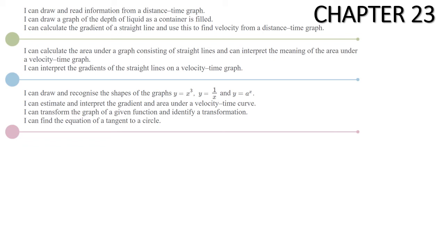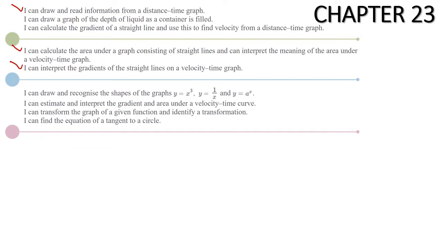This video covers chapter 23 of the Higher GCSE books, and this is to do with graphs. So the first bit we're going to look at, actually we're going to do some bits together: distance time graphs and velocity time graphs. So these bits we'll do together. We'll have a look at this and these two bits here, and then that'll be done.